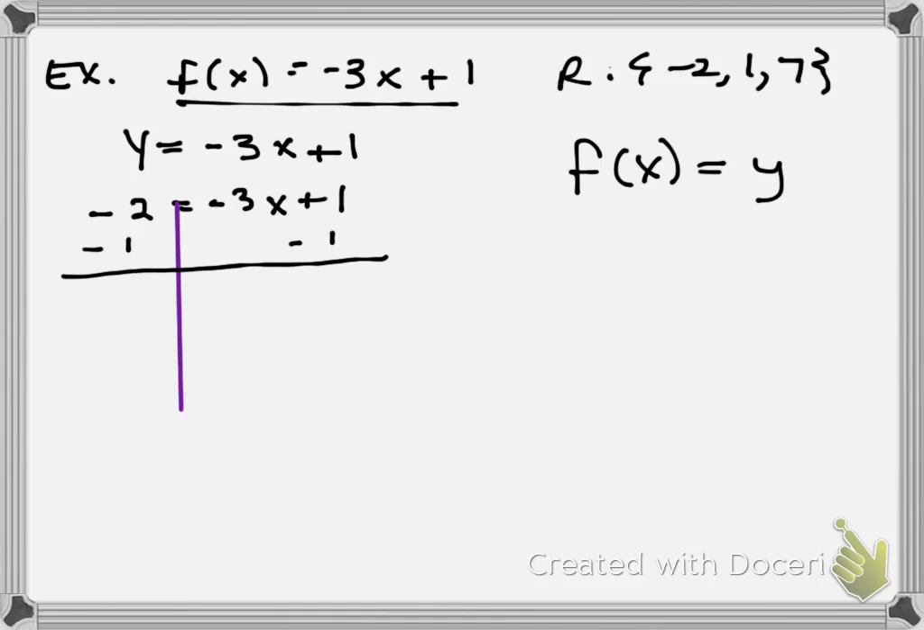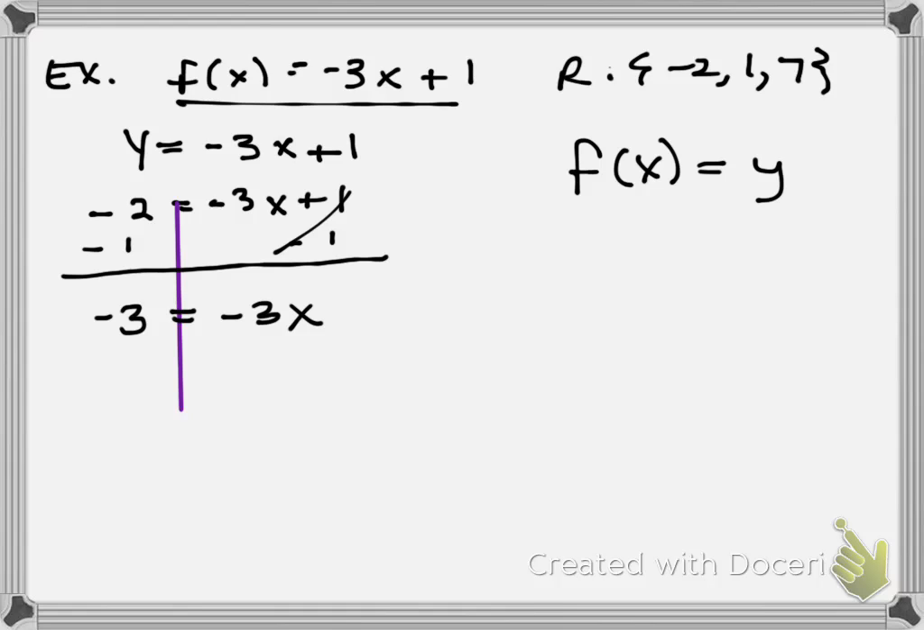So I switch these out, and then I replace the y values because this is my range. So it's all my y values. I replace that, the first one, with -2 so that I can solve for x. And I end up with what here? -3 equals -3x, right? Because these cancel out.